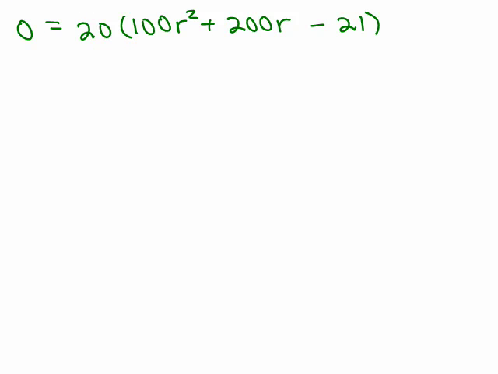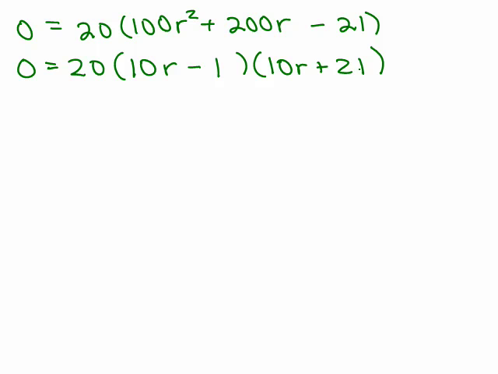All right, so how would I do this? Well, I could do trial factors. And some of you might have done it that way. And if you do it correctly, it's (10r - 1)(10r + 21). But let's say you had trouble getting those. I'm going to show you how you could have done this with the product and the sum as well.